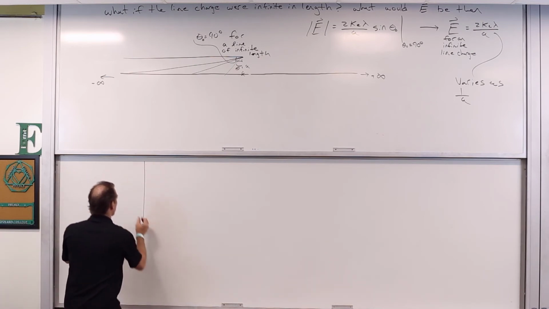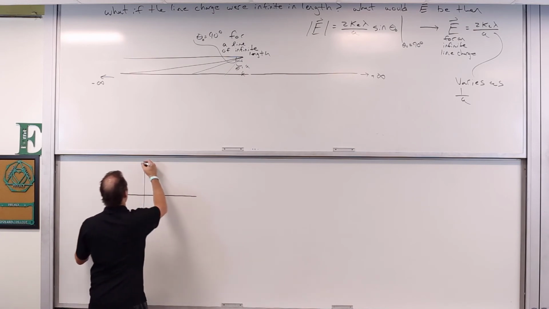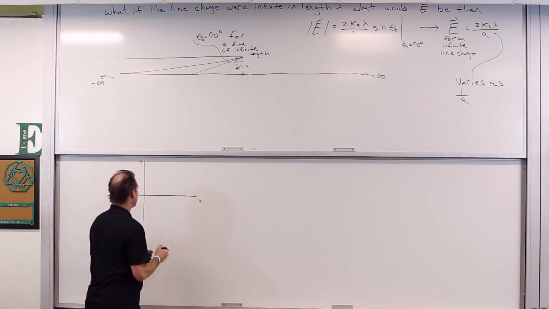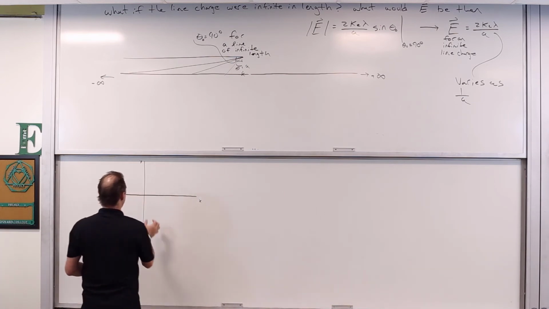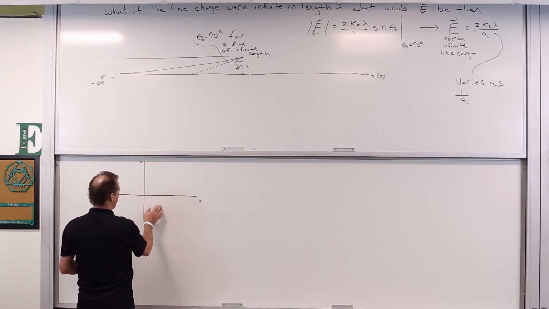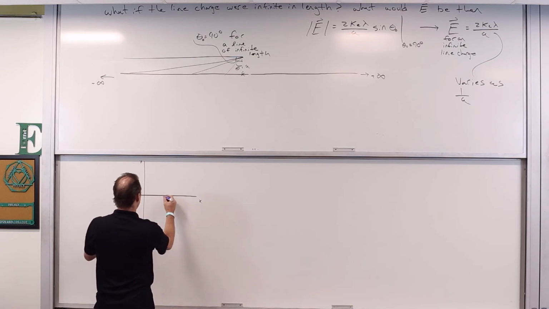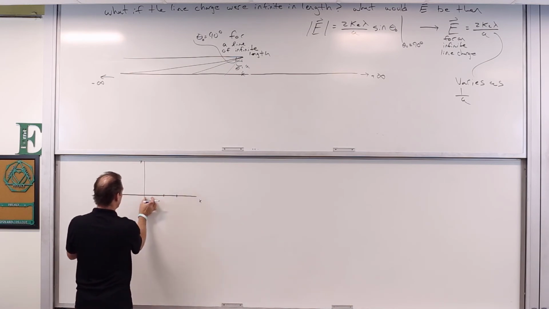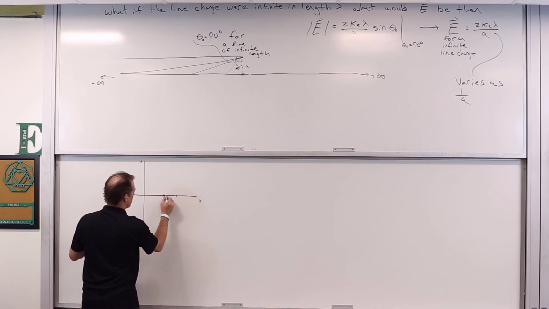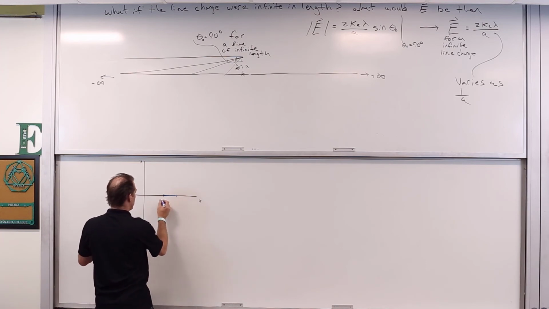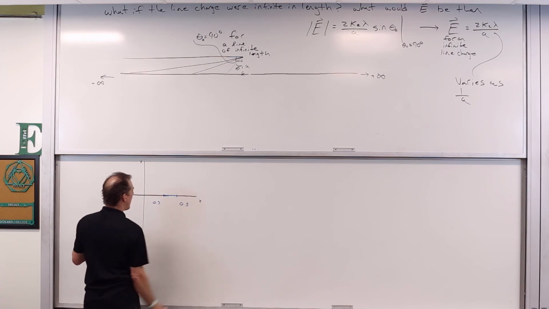So let us just do this. We can have ourselves a nice little coordinate system here. We've got a y, we've got an x, and I'm going to put in our line charge here. So we're saying it is going from 0.3 to 0.5. Does that seem about right? That seems okay. So there's going to be our line charge. This is 0.3, this is 0.5.